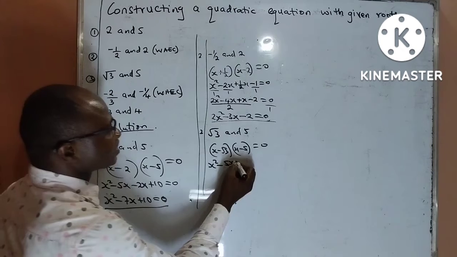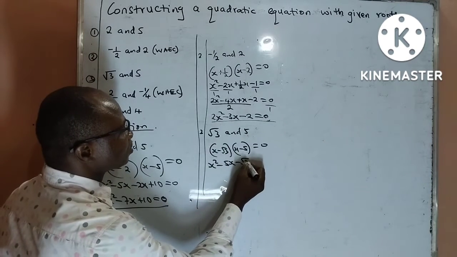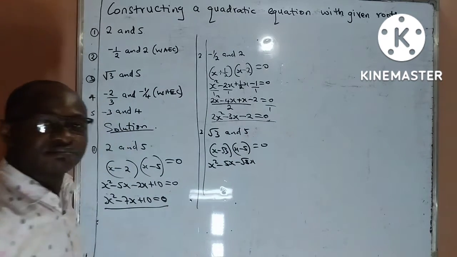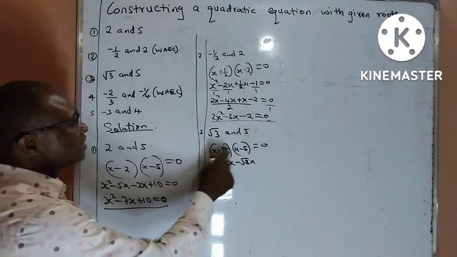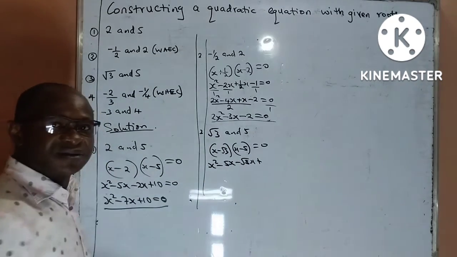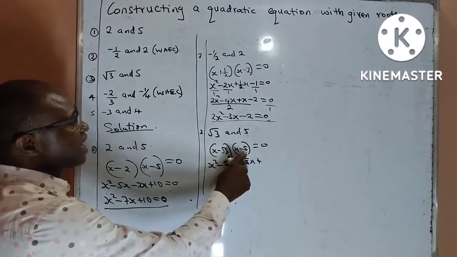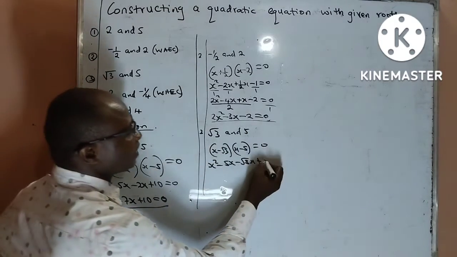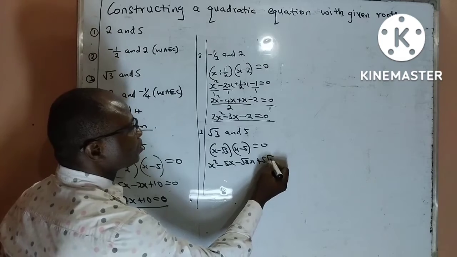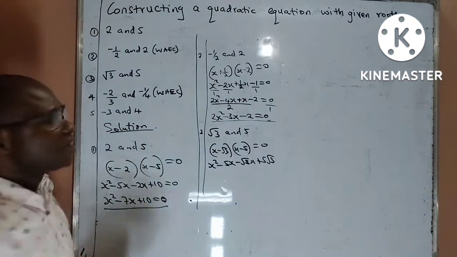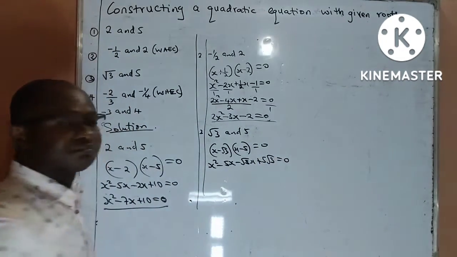Minus root 3 times x will give me minus root 3x. Also, minus times minus will give me plus. And root 3 times 5 times minus 5, root 3 times 5 will give me 5 root 3. Beautiful. Everything is equal to 0.